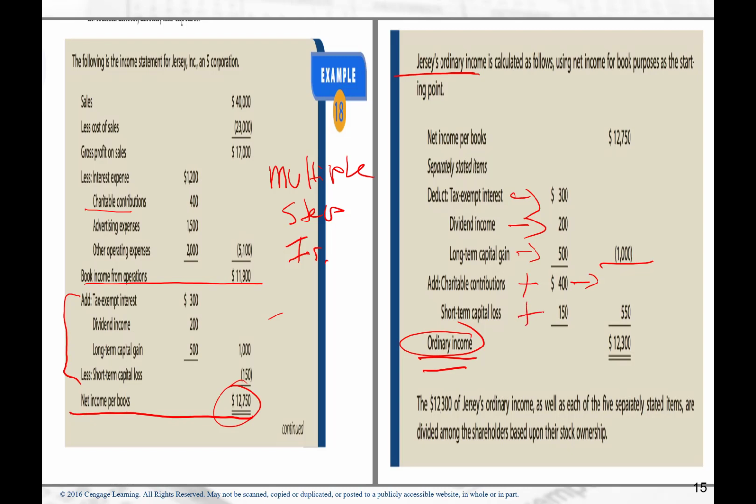We put back the short-term capital loss because that's going to be a separable item. Okay, so after you back out the effect on net income of the separable items, then you come up to what the corporation's ordinary income is. That's all they did there. They just backed out the effects either by subtracting income items that are treated separately, or adding back expense items that should be treated separately at the corporate level to come up with the ordinary income.